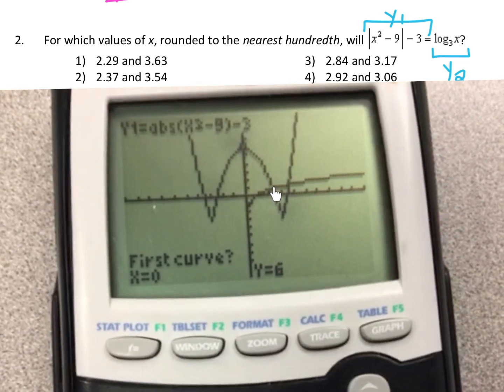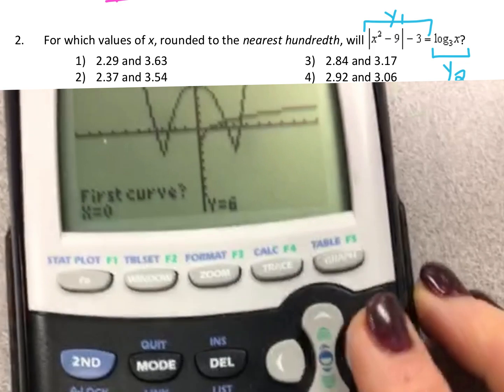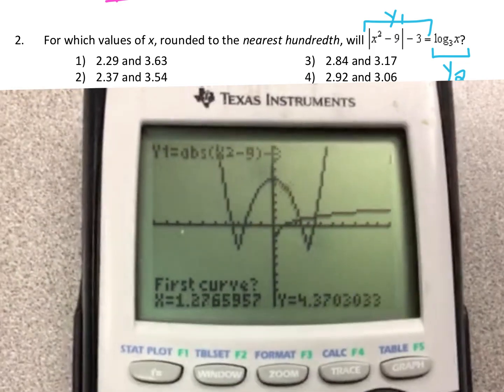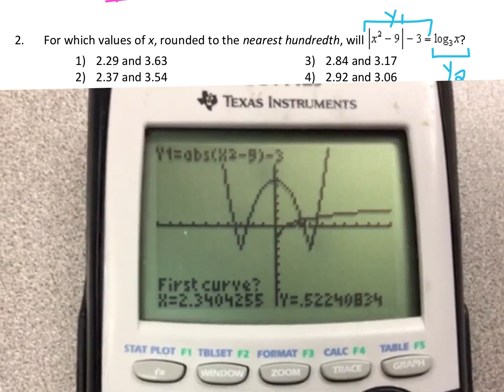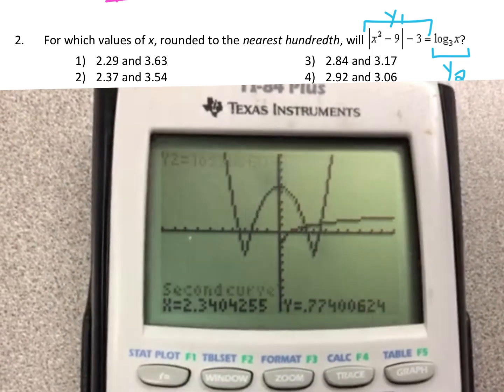But I'm going to move it over until I get somewhere near that point of intersection. So I'm hitting my right arrow, okay? And you don't have to get right on it, but you want to get close to it. And when you're near it, you're going to hit enter, enter, enter.